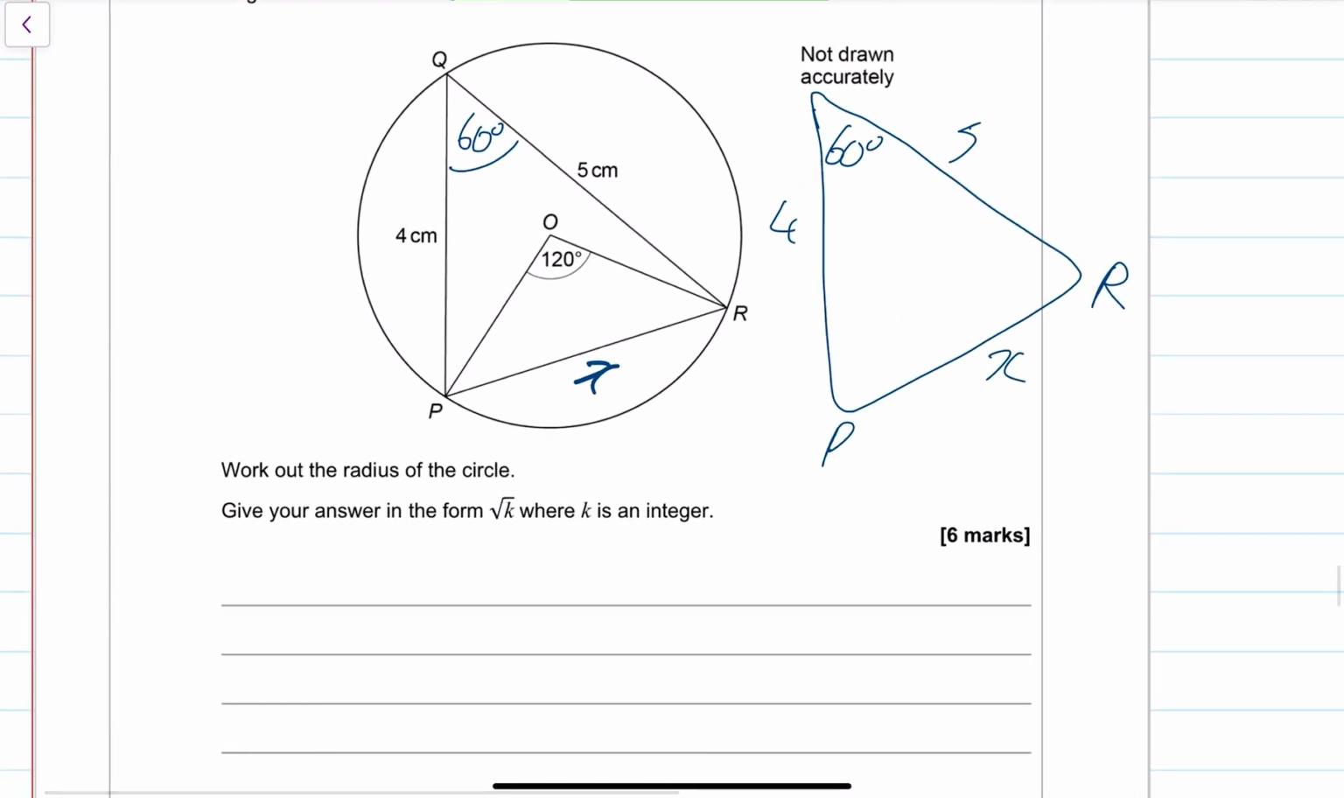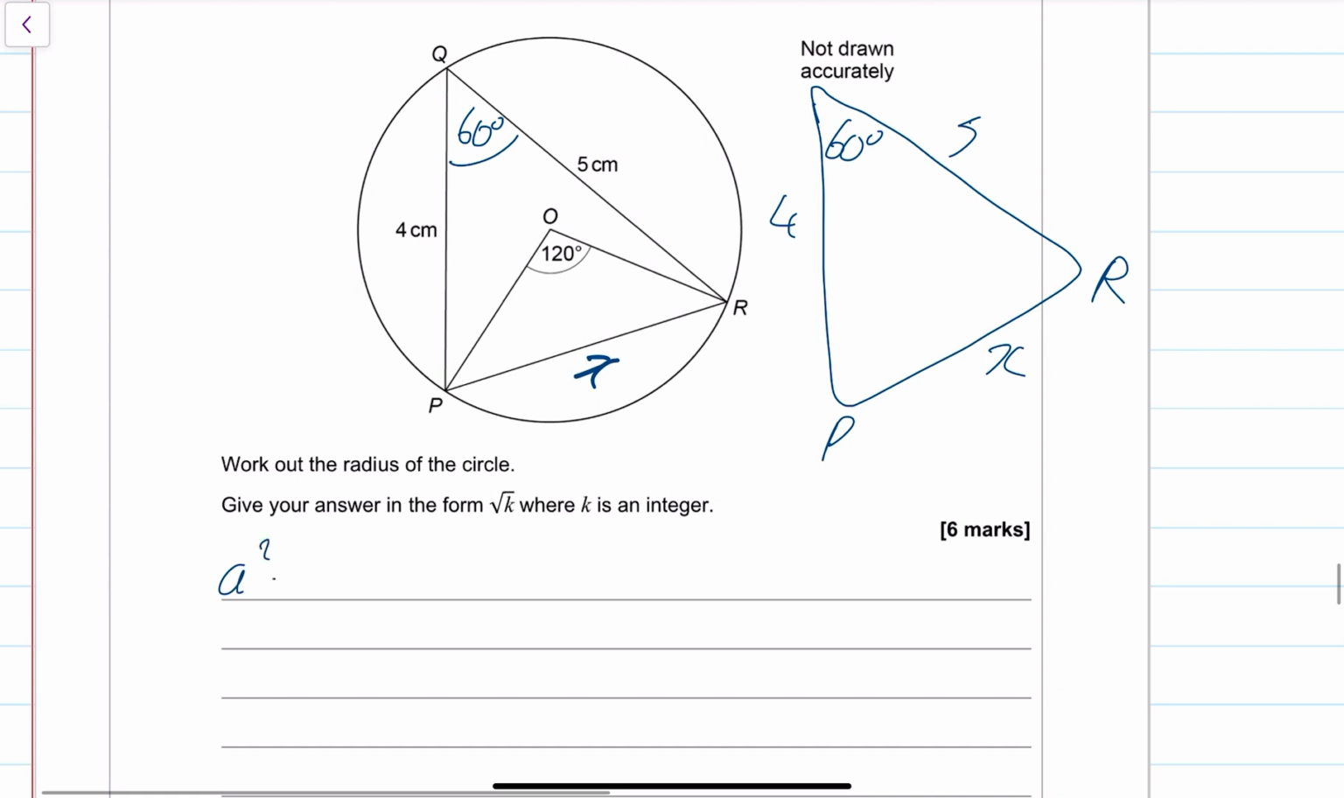So I'm going to use the cosine rule to do this. So the cosine rule, remember, is a squared equals b squared plus c squared minus 2bc cos A. This is a non-calculator exam. What a tough question, right?